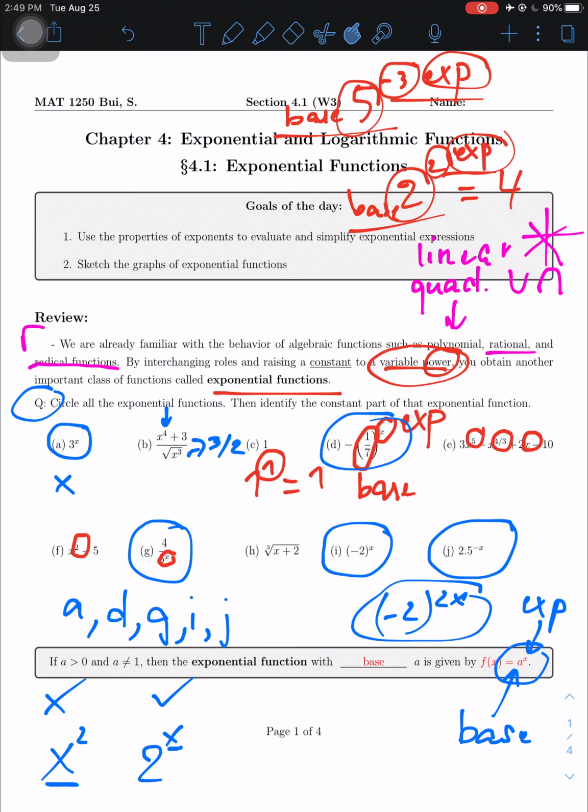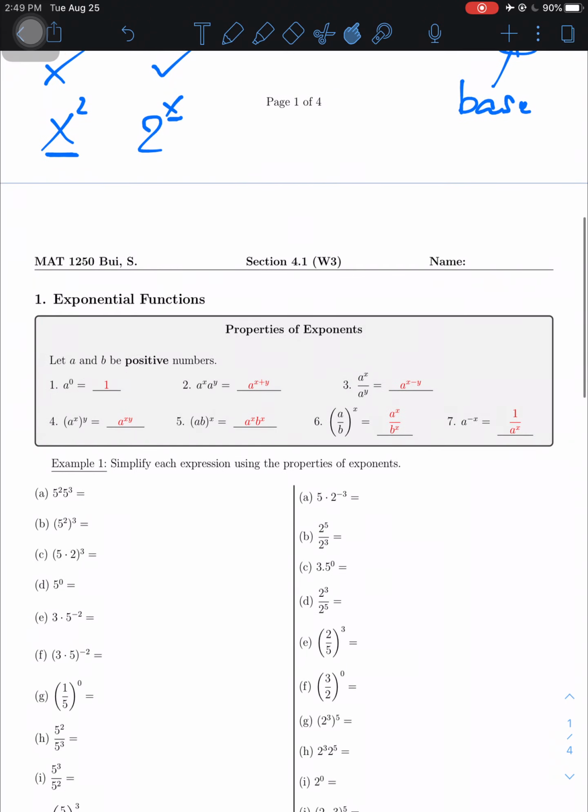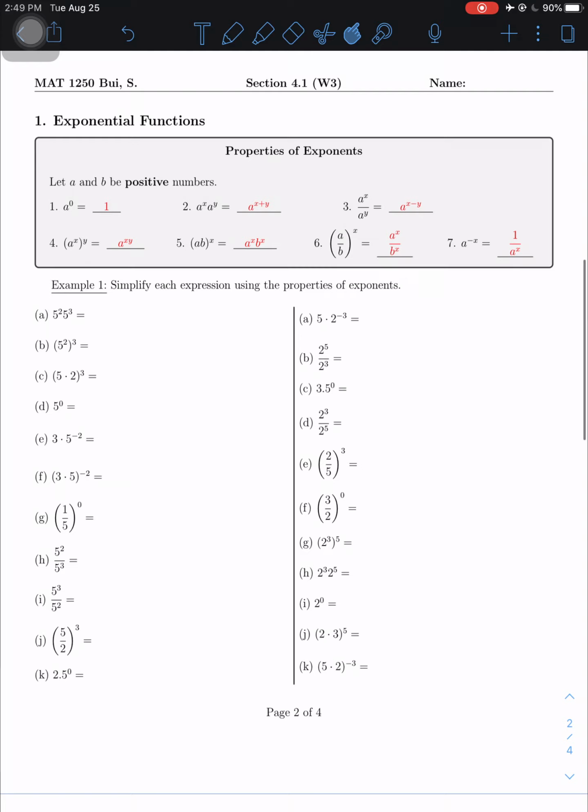Let's talk about the next objective of the day. We have exponential functions. Okay, so I have a bunch of rules for you to remember. If you don't remember all of them, make sure that you have them down on paper, or put them on sticky notes or Post-its, whatever you want to do with it. But make sure you have these formulas in front of you before the exam comes, okay?